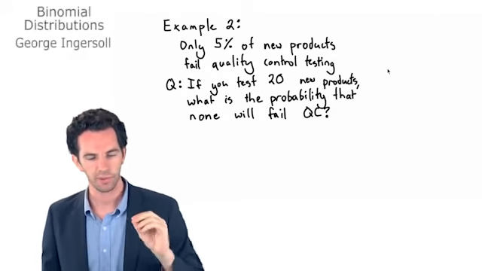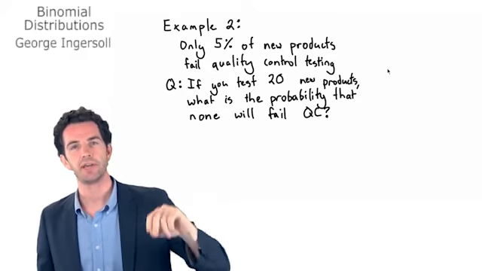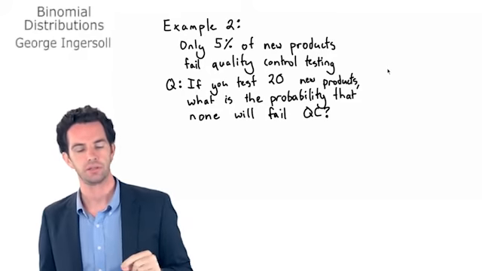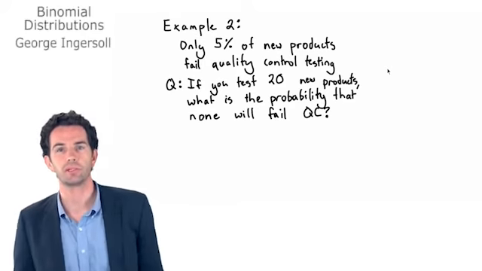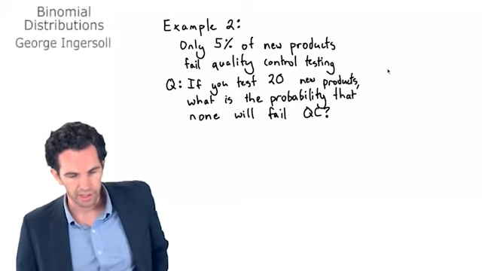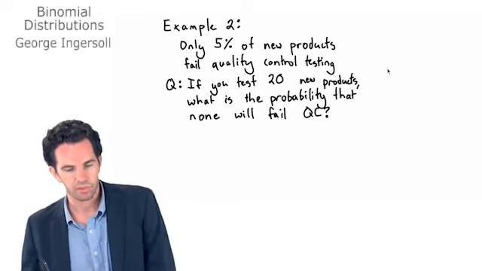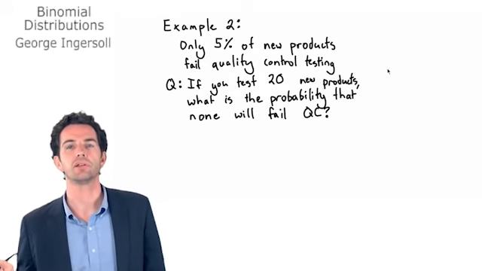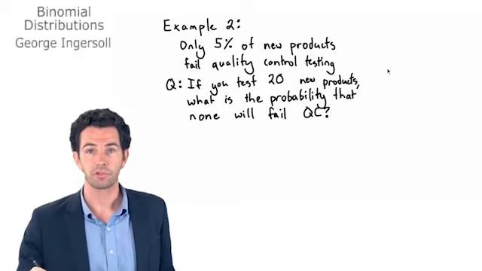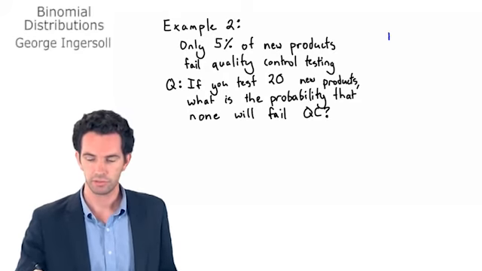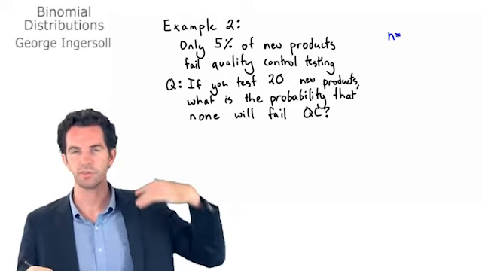In our second example, 5% of new products fail quality control testing. If you test 20 products, let's say you're about to send a shipment out, and that contains a box of 20 of these products, what's the probability that none are going to fail quality control? So, let's think about this. Number of trials, well, we've got 20 products, right? So N. And I want you to think about this.